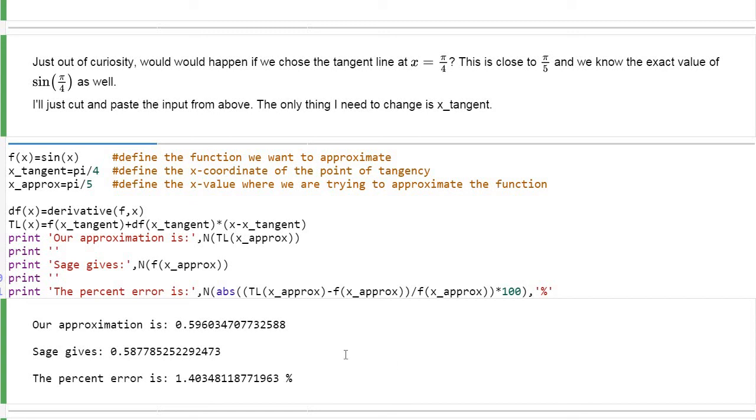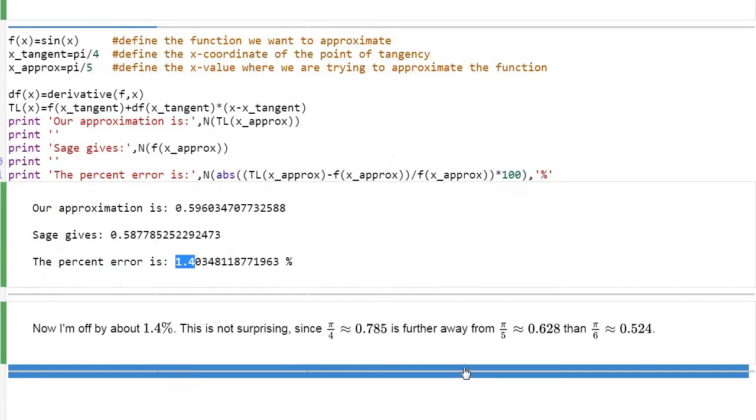So I tried it. Here's my approximation. Here's the exact, or the actual value, more or less, that Sage gives. And you can see that this actually rounds up. If I round to 2 decimal places, this would round up to 0.60, and this is 0.59. So there is more error involved here. It's actually over 1%, so about 1.4% error here.